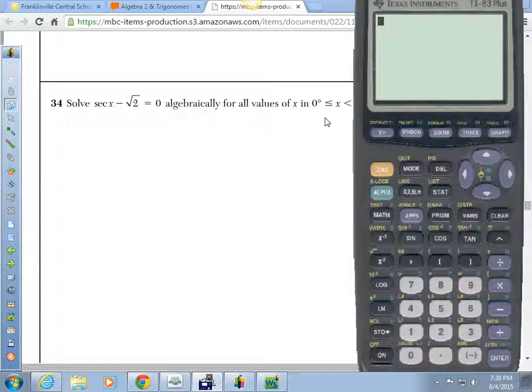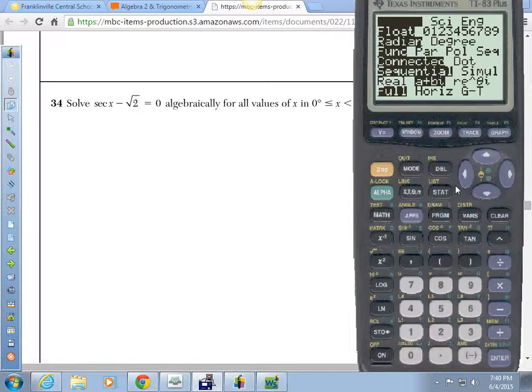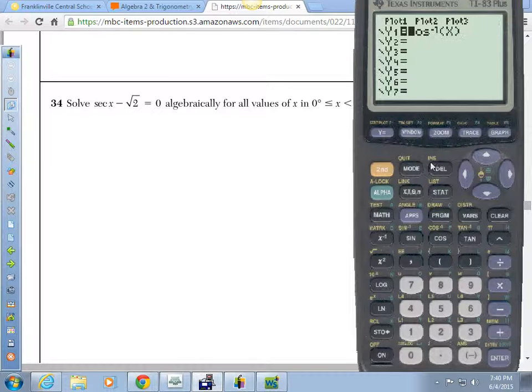And as we read, it's kind of clear we need to be in what mode? We need to be in degree mode, okay? Which is kind of not the standard for trig. Usually if we've got a trig equation like this, they want us to be in radian, but that's fine. And then I'm going to go to y equals.